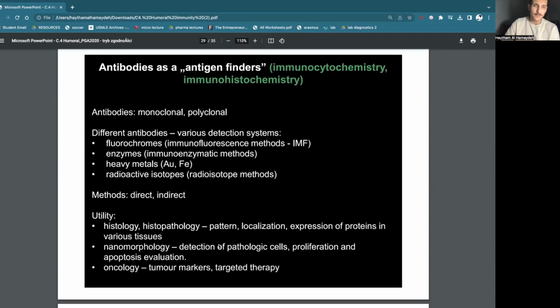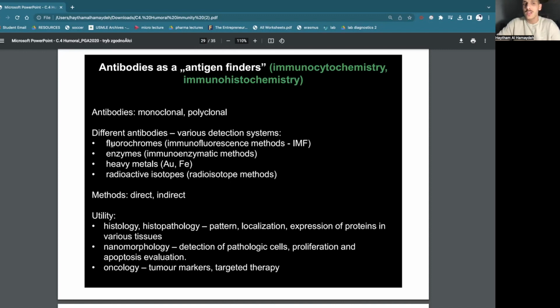Okay, so how can we use antibodies as antigen finders? We have studied this already. This is just basically telling us where antibodies can be used to find antigens and in what methods. And we have already discussed this.